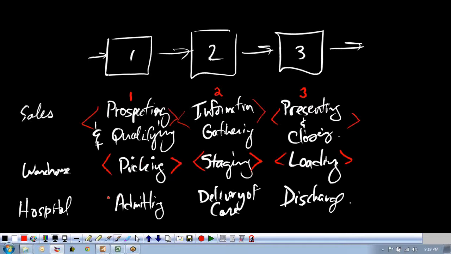And if we're in a hospital, maybe step 1 is admitting a patient. Step 2 is, that's a big step too, but delivery of the care to that patient. Maybe step 3 is discharge. So again, we can abstract these things at a fairly high level as step 1, step 2, step 3 process. And in this case, I just want to notice what I'm going to call the unit. That's the entity that's kind of going through these processes.